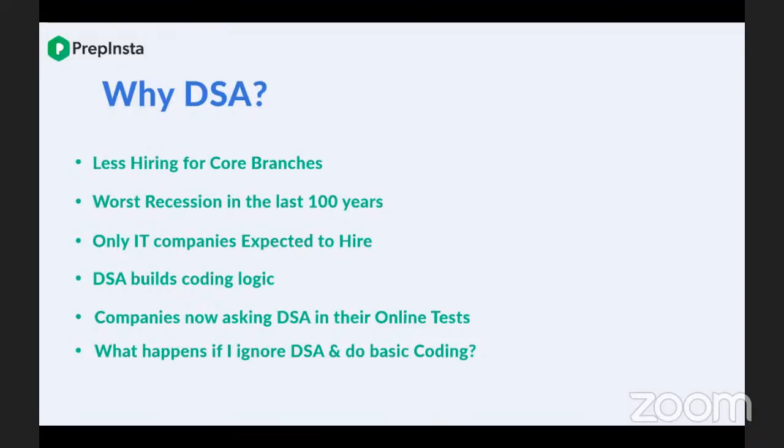What happens if you ignore DSA and just do basic coding? I'll say the worst possible enemy of any person is himself, or his own ego, or his inability to change himself. If you're not changing yourself, if you're not learning more, the one person you're harming is yourself, right? So make sure that you learn well, right?